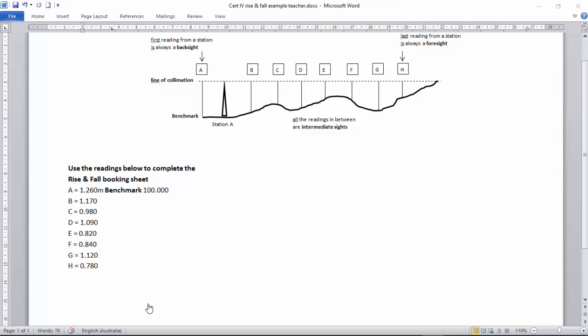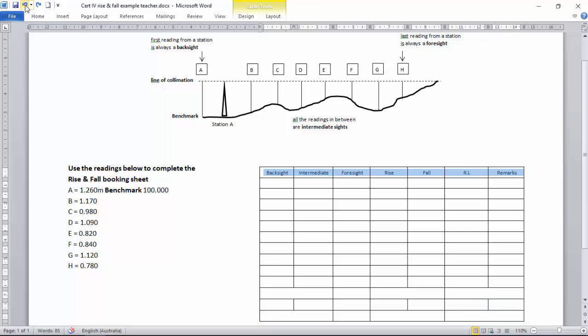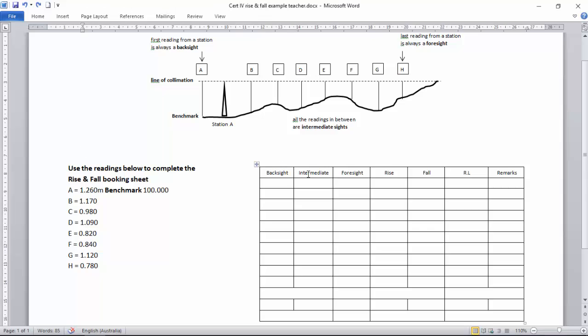Hi everyone. Today we're just going to look at recording the heights that we measured, that we've recorded over here. We're looking at putting those measurements into our booking sheet. Now there's the columns and the headings that we need. We've got our back site, intermediate site, foresight, rise, fall, RL and remarks. Now we're just going to go through that.